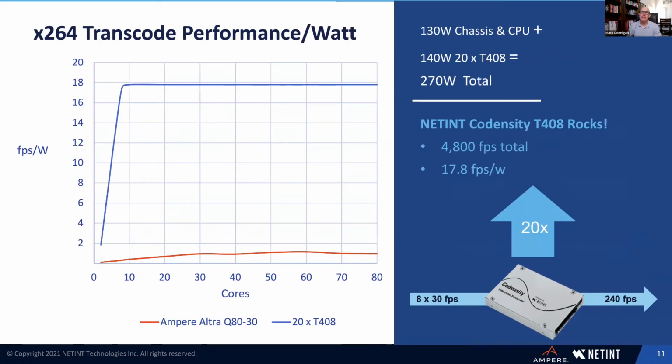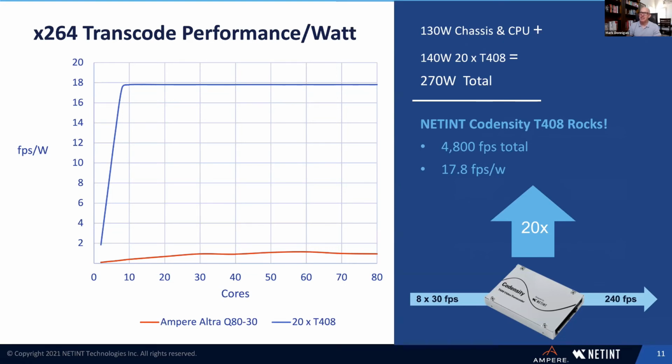Now, I mentioned that we are looking at a whole new way to measure energy efficiency, and that is performance per watt. And so here's a graph that is very interesting that just shows literally the power consumption, frames per second per watt. And the way that the numbers shake out is that the chassis and the CPUs consume 130 watts. The T408s consume 140 watts. And so it's 270 watts total. And again, we already saw the number 4,800 frames per second.